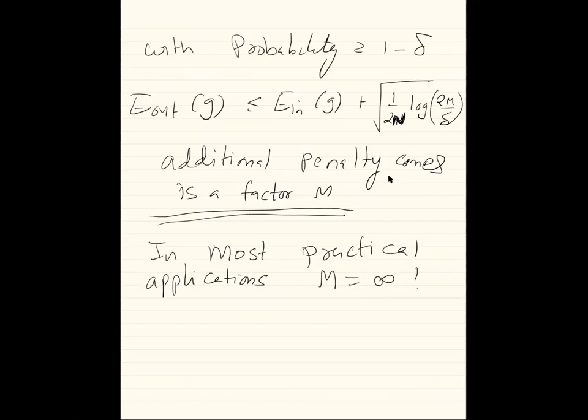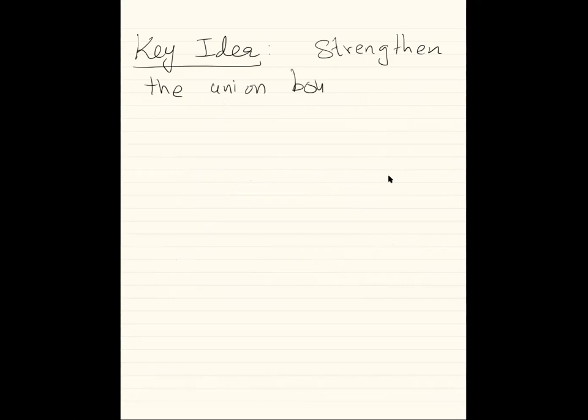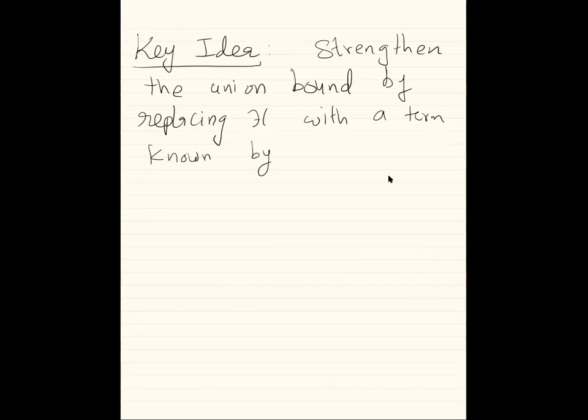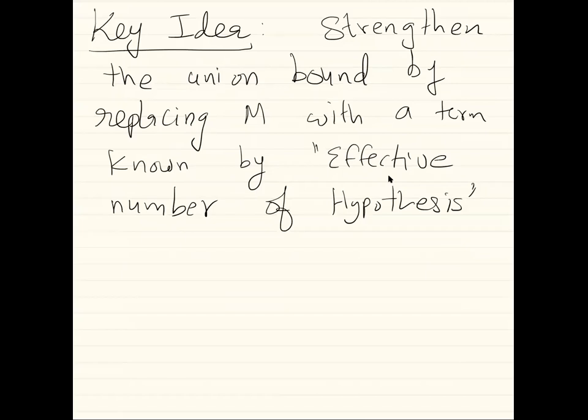Okay, so we will fix this. The key idea that we will use to fix this is to strengthen the union bound by replacing M, the number of hypotheses, with a term known as the effective number of hypotheses. So we will try to now further improve upon the union bound.